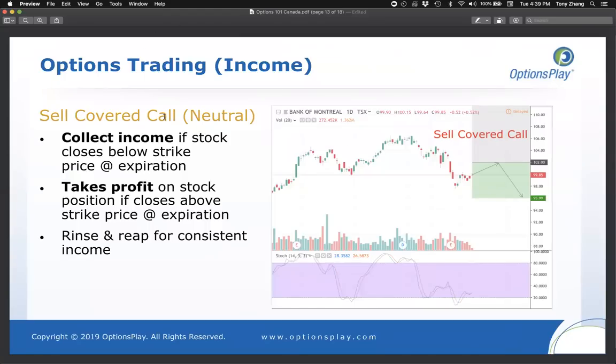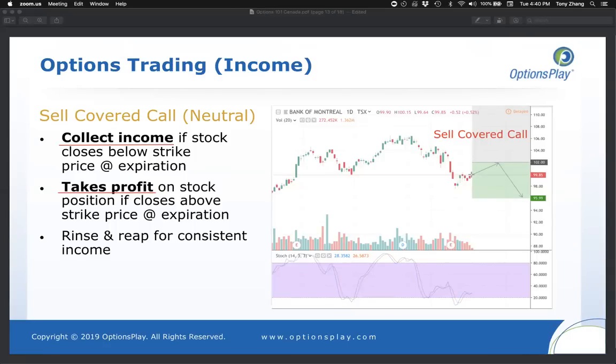So here, pretend you already own BMO stock, and you can replace BMO with any other stock that you currently hold in your portfolio. This strategy allows you to collect income if the stock closes below the strike price at expiration. So think of the strike price as a barrier where you just want the stock to stay below that price. And as long as it stays below that price, you're going to be able to collect income. In the event that the stock rises above that strike price, that's when you effectively take profit on your stock. So you can think of the level that you sell a covered call on as almost a take profit level.